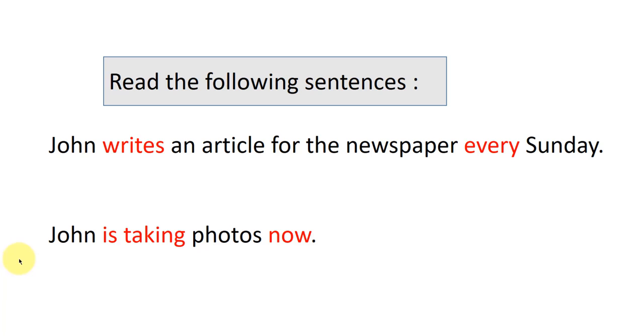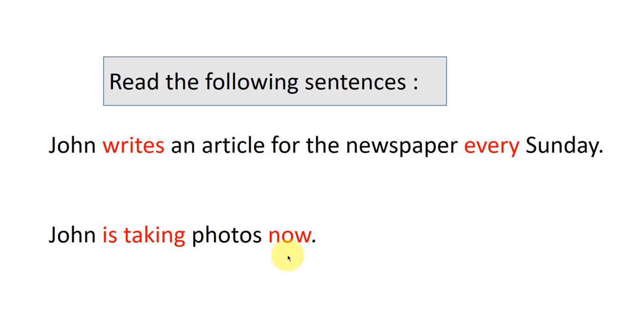We move to the second sentence. We read it together. John is taking photos now. When is John taking photos? When? At which time? What time is John taking photos? Okay. What time or when? When is John taking photos? Is it tomorrow? Is it at 7 o'clock? Is it every Sunday? Is it in December? Is it in the morning? No, teacher. It's now, at this moment, at this time now.